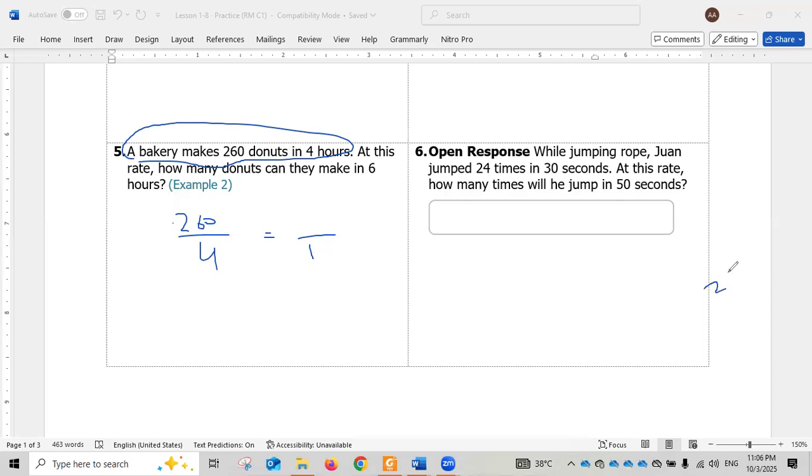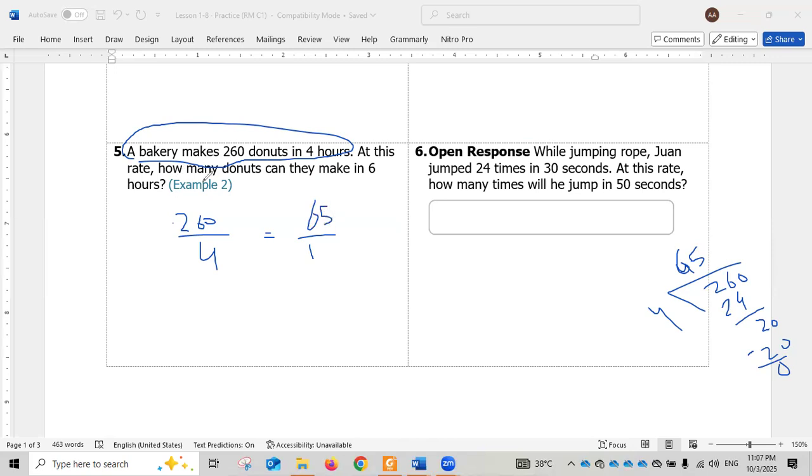When I divide 260 by 4, 4 times 6 is 24. We have 26, so 4 times 6 is 24, and we have 2 remaining, and 0, 4 times 5 is 20. So it means the bakery is making 65 donuts per hour.